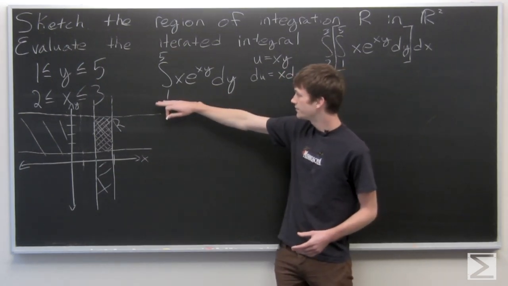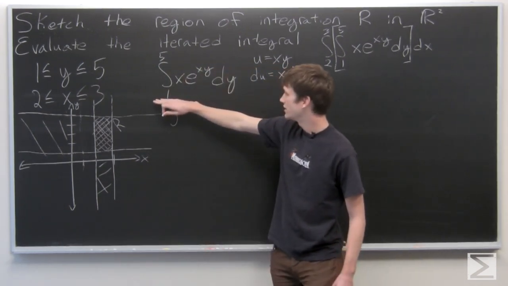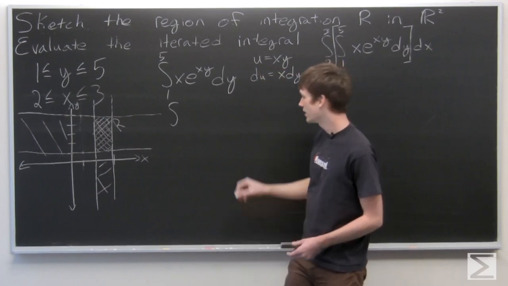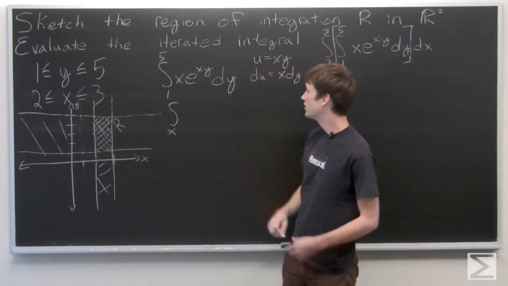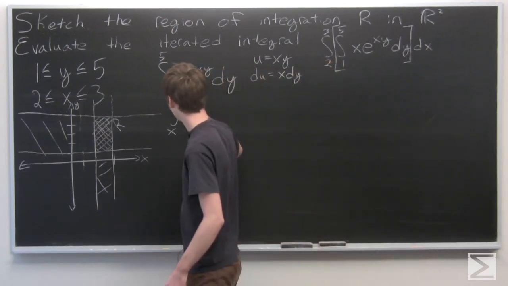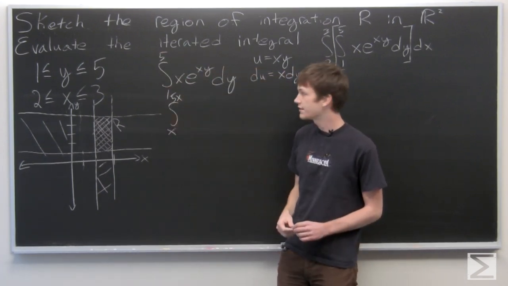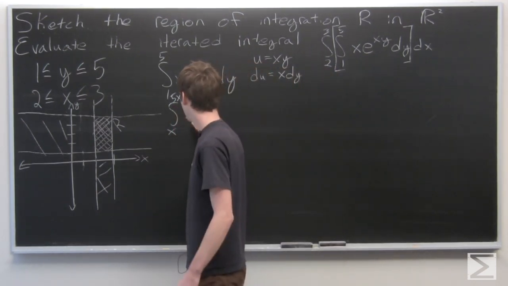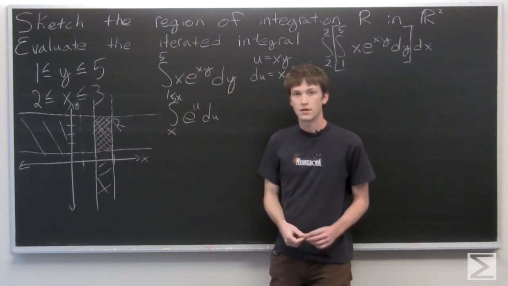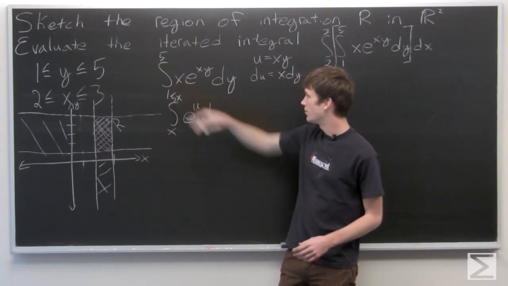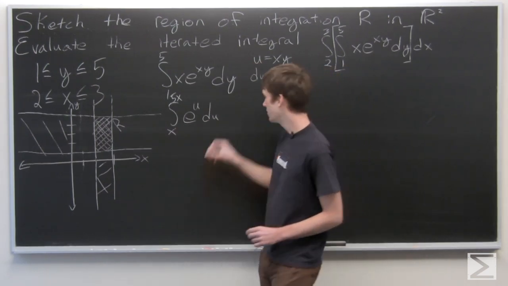So we have the integral from 1 to 5. So when y is equal to 1, u is equal to x. And when y is equal to 5, u is equal to 5x. So our limits of integration have changed from 1 to 5 to x to 5x. But we've simplified our integral to simply e to the u du by plugging in our u and du. So this is a basic integration.